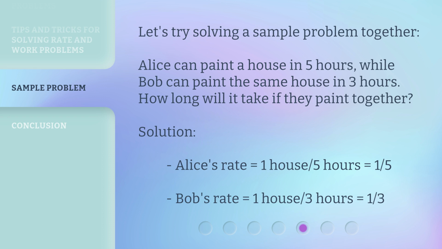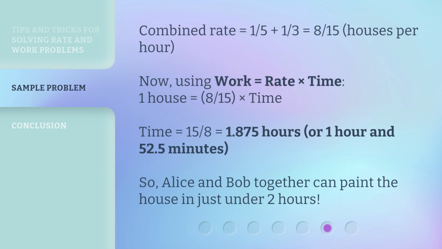Solution. Alice's rate equals 1 house, 5 hours equals 1/5. Bob's rate equals 1 house, 3 hours equals 1/3. Combined rate equals 1/5 plus 1/3 equals 8/15 houses per hour.